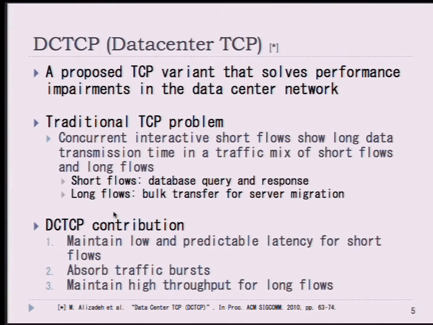This case happens in the data center. Imagine short flow is like database query and response, and long flow is like bulk transfer for server migration. DCTCP solves this problem and contributes these three points. First, DCTCP maintains low and predictable latency for short flows. Second, DCTCP flows absorb traffic bursts. Third, DCTCP flows maintain high throughput for long flows.